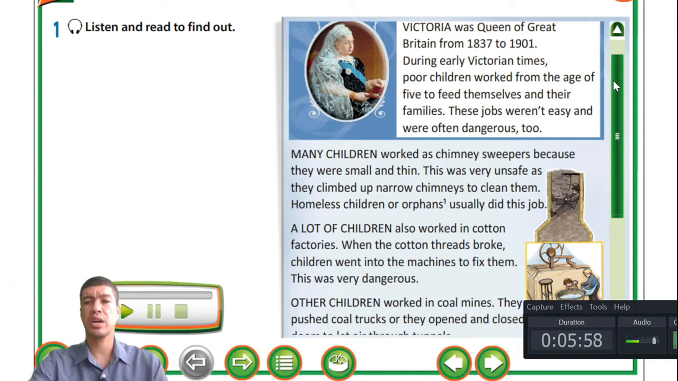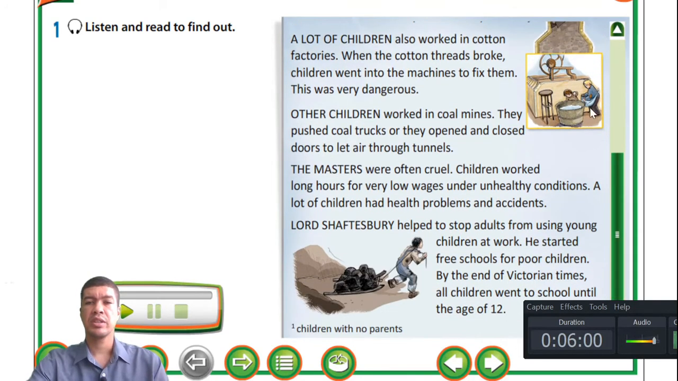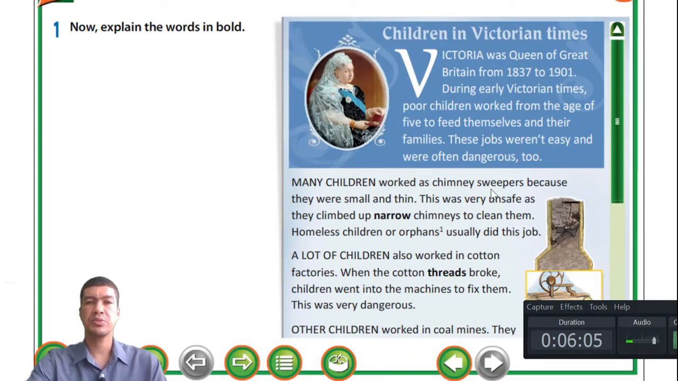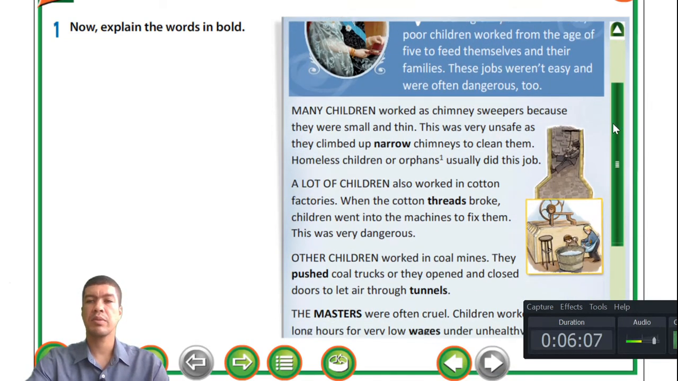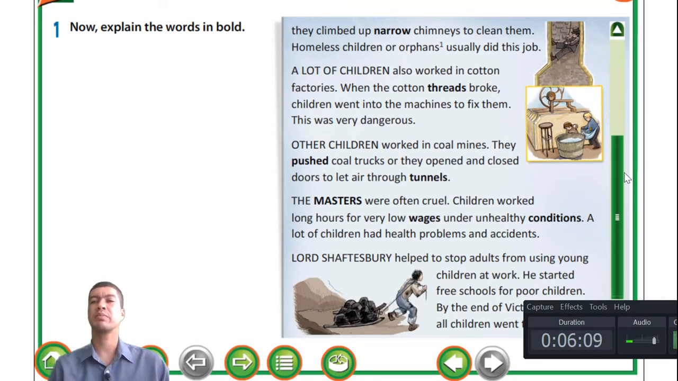Now if we go to our next page, there's a lot of information. We can see some of the words in bold, which I will explain to you now.